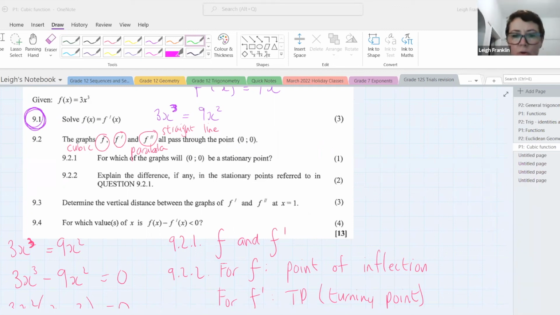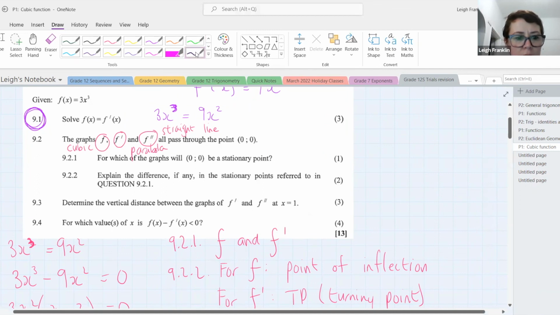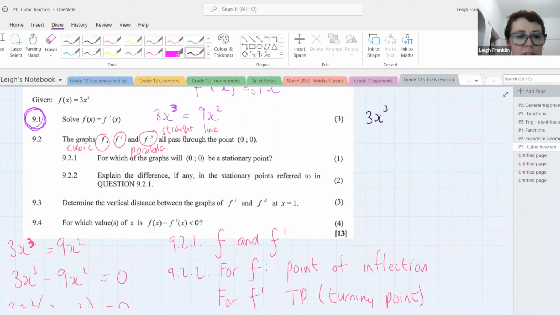they're asking you to take f of x, which is 3x cubed, minus the first derivative, which we know is 9x squared, for which values of x is that negative? Okay, so what we would have to do here is factorize. We would take out 3x squared, and then we would have x minus 3 is smaller than 0.